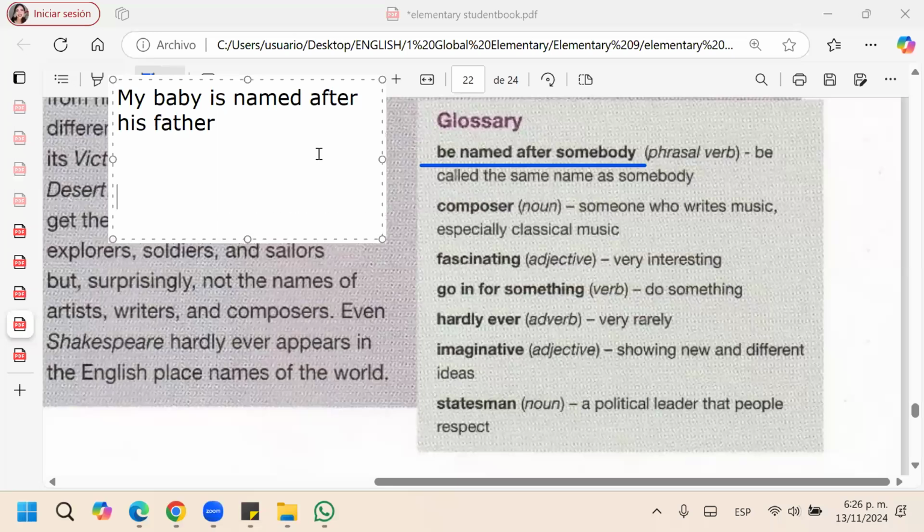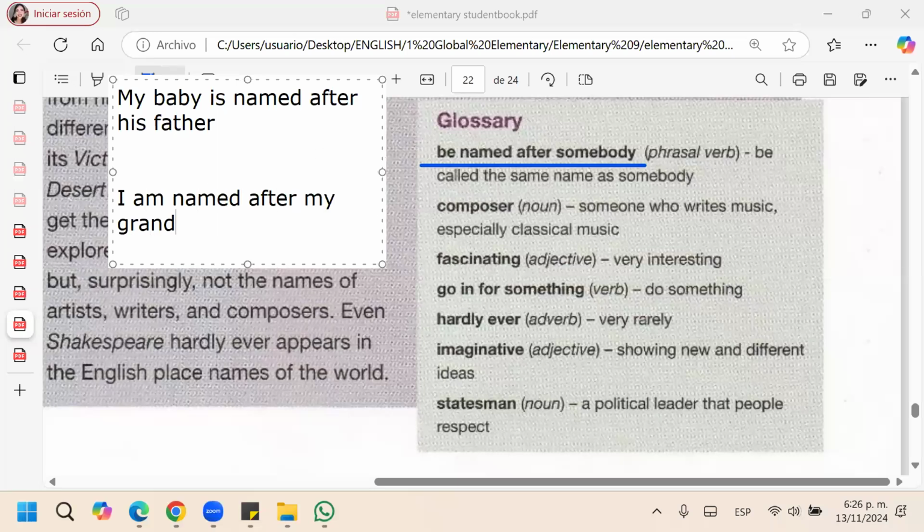For example, my name is Natalia, and my grandmother's name is Natalia. So I am named after my grandma. My mom gave me the same name as my grandma. Okay? I'm named after. So named after somebody: be called the same name as somebody.